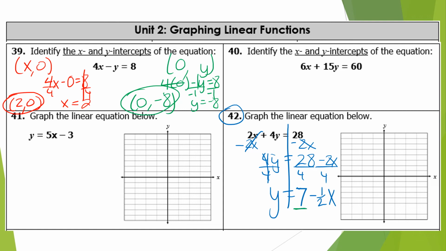So let's begin. My y-intercept is positive 7. 1, 2, 3, 4, 5, 6, 7. And my slope is -1/2, which means down 1, right 2. I think my lines might be a little more spread out here, but either way, down 1, right 2. Down 1, right 2.